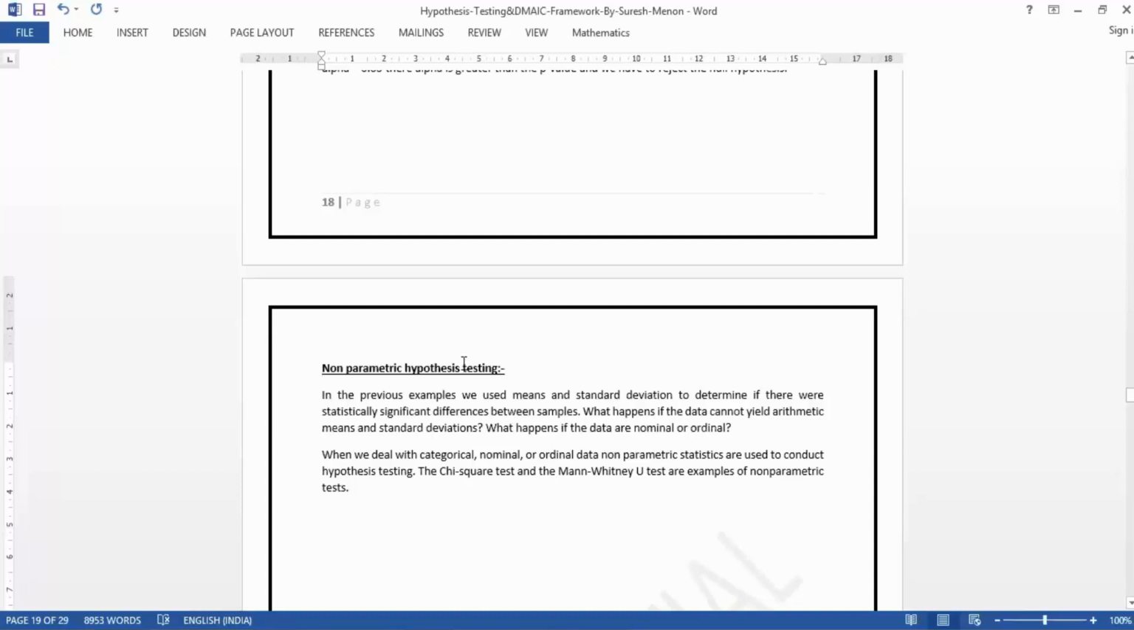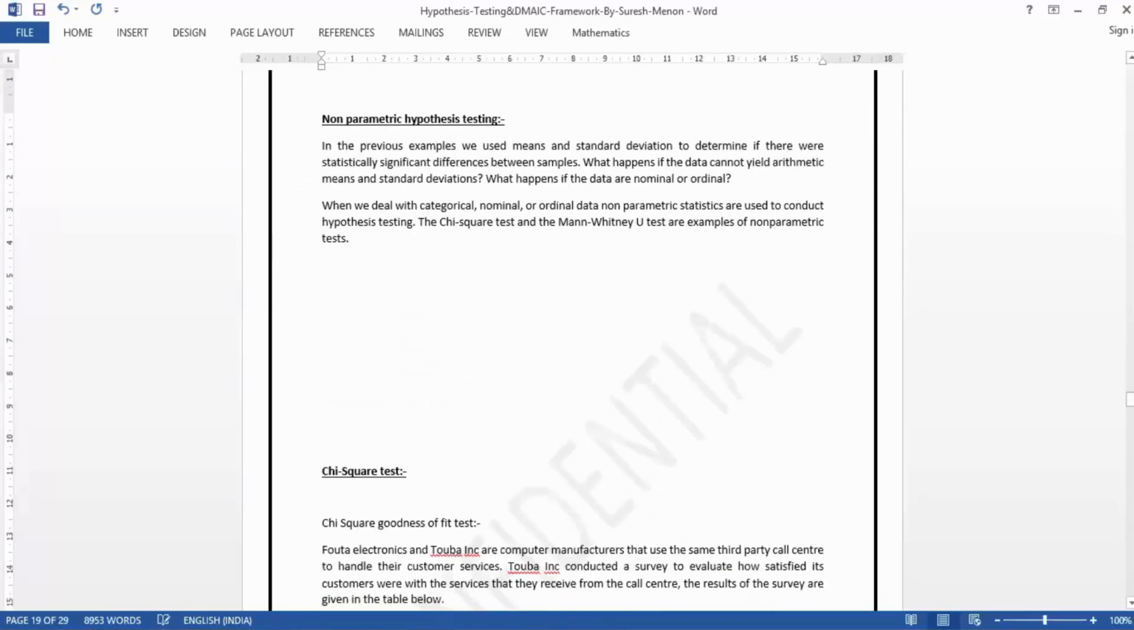Non-parametric testing is not for continuous data, it is for discrete data, that is, data which cannot be measured. For non-parametric testing, we use the chi-square test. The chi-square test is used for non-parametric testing.